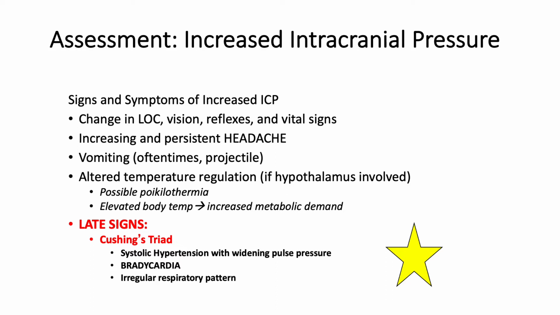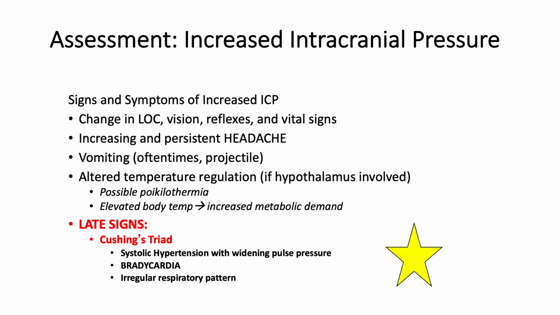Next, we have a heart rate of 47 in this case. Now, that's clearly bradycardia, and there are different schools of thought as to why this happens. Some argue it's compression of the vagal nerve. Some say it's baroreceptors responding to the hypertension, trying to slow down the heart rate to correct for that high blood pressure. Either way, a low heart rate is a sign of late increased intracranial pressure.